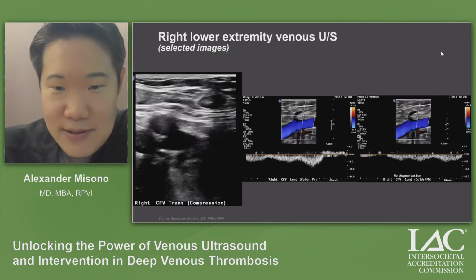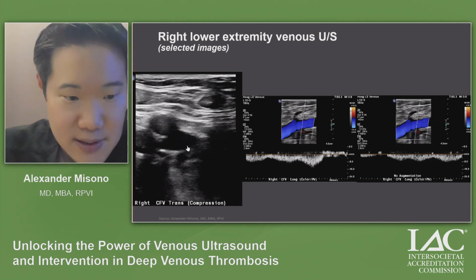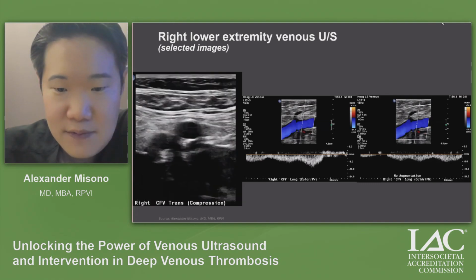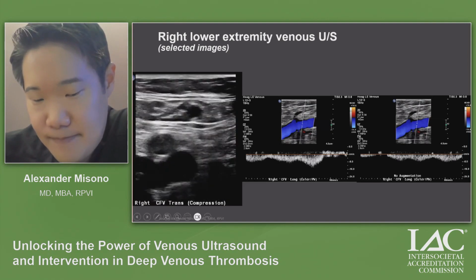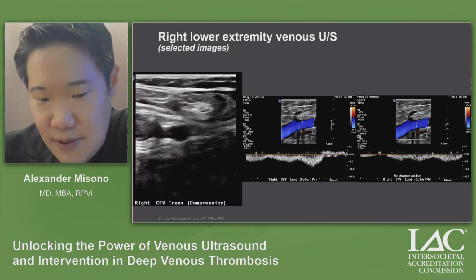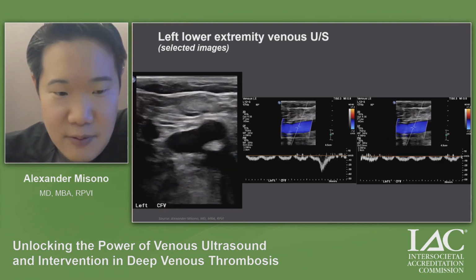So I'll have you take a look at this. I'm going to show you the right lower extremity venous ultrasound, which shows no DVT in terms of compressibility of that vein, that's for sure. I'm going to take a look at these waveforms here. And then I'm going to go to the left in a second. So that's the right common femoral vein waveforms. And go to the left. These are left common femoral vein waveforms.